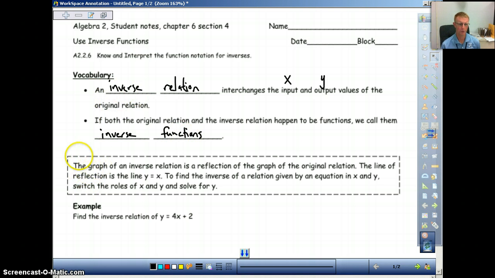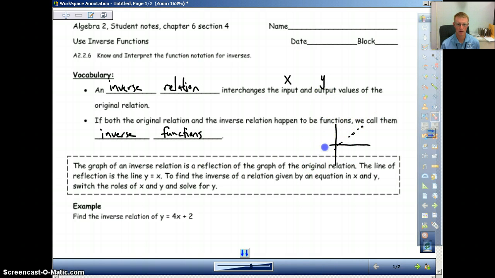Reading through this, it says the graph of an inverse relation is a reflection of the graph of the original relation. So if we have inverse functions, and I'm going to draw a real small graph here, we should all know what the graph y equals x looks like. It's a straight line that goes through the origin like this. Whatever graph is up here will reflect completely over this line. Any graph that you have would be a perfect reflection over this line if they are inverses of each other.